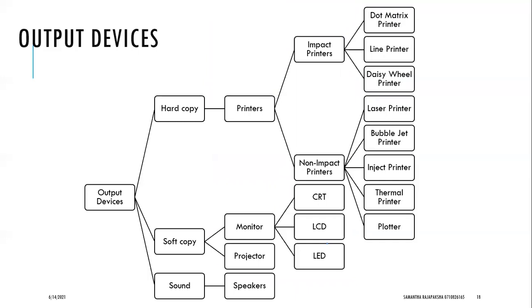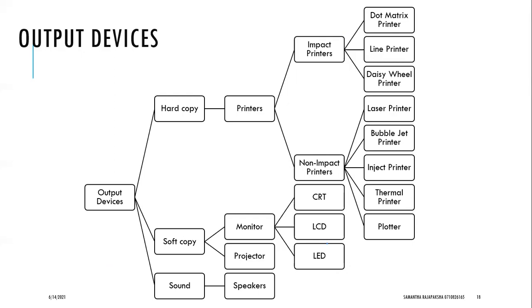Now, hard copy means basically printouts. So hard copy is produced by the printers. Soft copies are produced by the monitors and the projectors. And sound is produced by the speakers. Mainly there are two types of printers, impact printers and non-impact printers. The impact printers are the ones used very early. An impact printer has a hammer-like tool which impacts on the paper to print the characters.